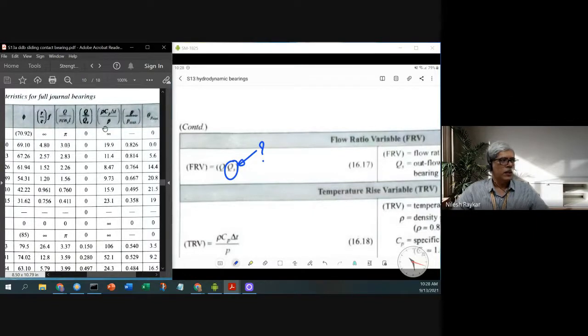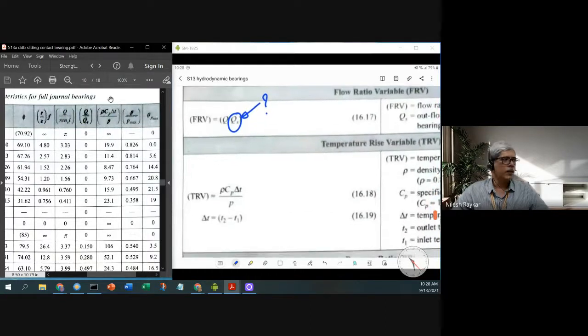Then we require how much the temperature rise in the bearing will be. That is given by the next column, rho Cp delta T by P. This is the temperature rise factor. It allows us to calculate the temperature rise, which will help us to select the oil. At that temperature rise, knowing the ambient temperature, we know the maximum temperature of the oil. In that temperature range, which oil is suitable will be decided based on the properties of the lubricating oil given in the design data book.